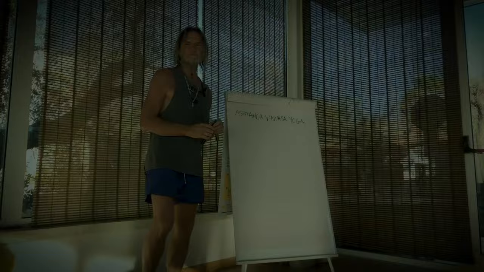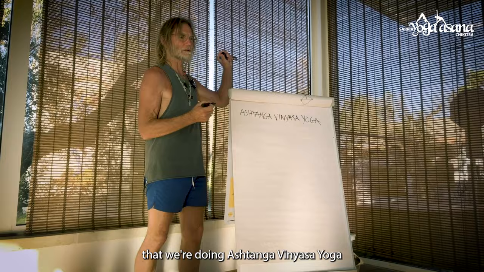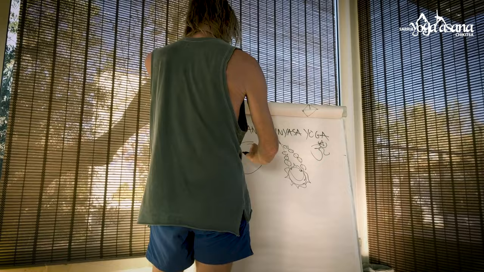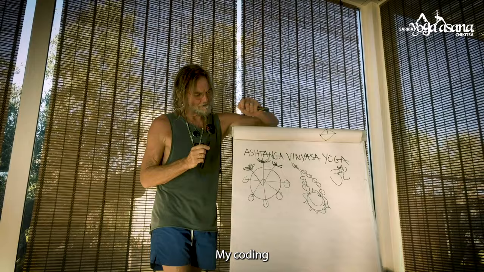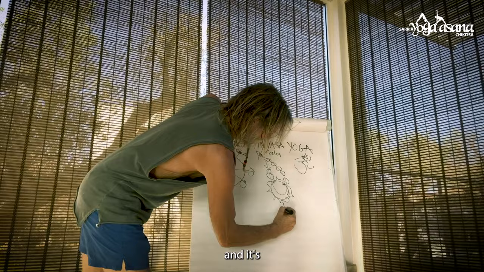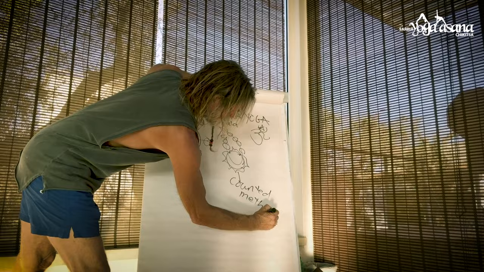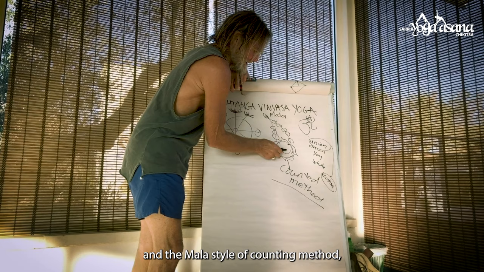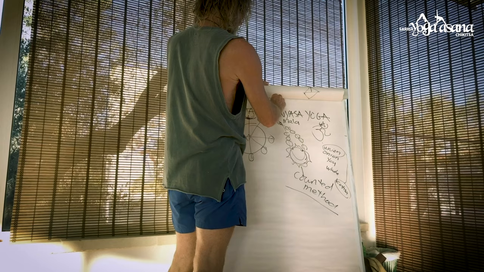So I'd just like to remind you what we're doing, that we're doing Ashtanga Vinyasa Yoga. My coding is Ashtanga Vinyasa Yoga, or it's mala, and it's counted method. Yoga, union. When we do the vinyasa and the mala style of counted method, I then call it transcendental Ashtanga Vinyasa Yoga.